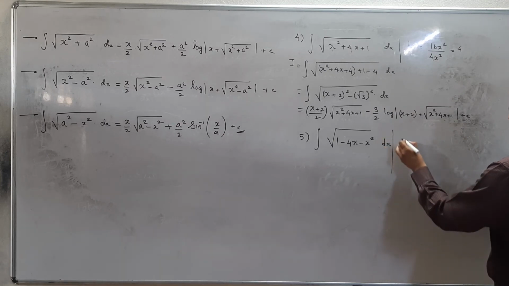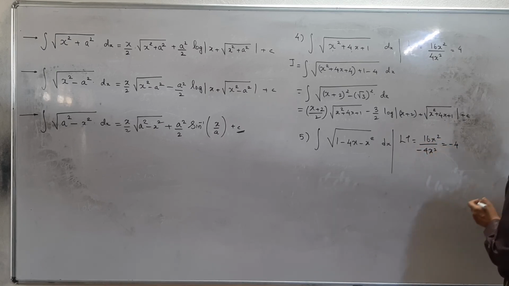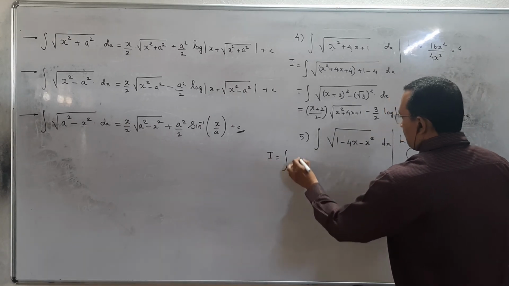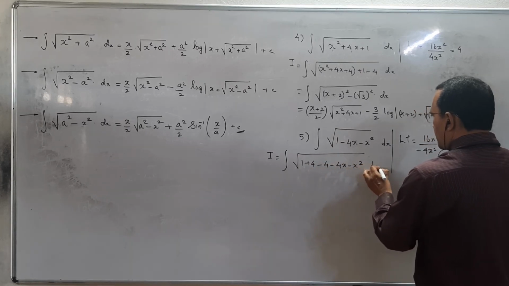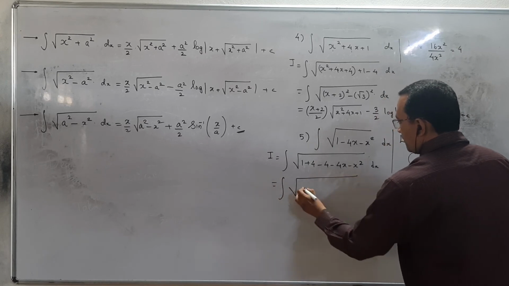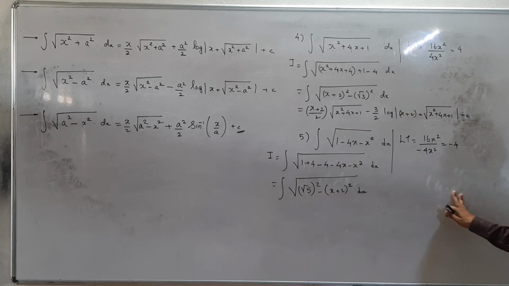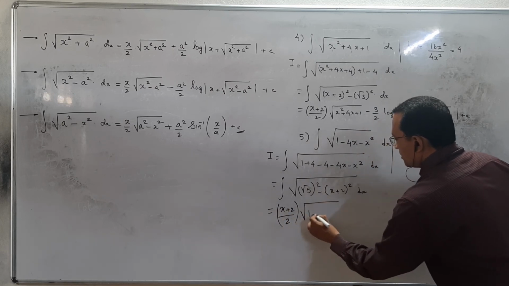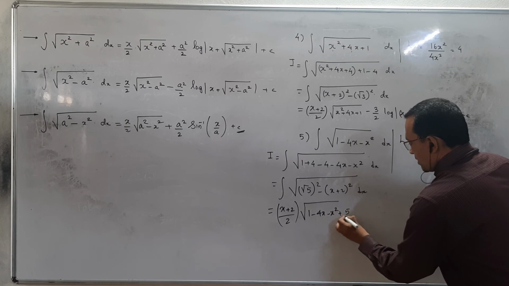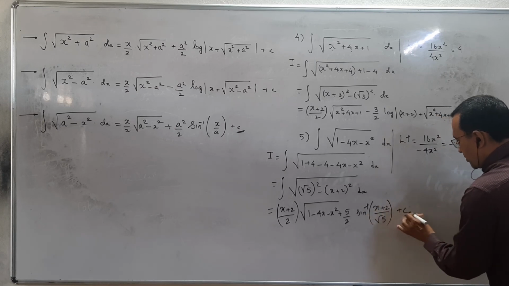Here also complete a perfect square, last term is equal to middle term square upon 4 into first term, so 4. So add and subtract 4, 1 plus 4 minus 4 minus 4x minus x square dx. So 1 plus 4 is 5, 5 is written as root 5 to the square minus x plus 2 to the square dx. Now I am applying the third formula, students. So the answer is x plus 2 by 2 into the given integrand plus a square by 2 sine inverse of x plus 2 by root 5 plus c.